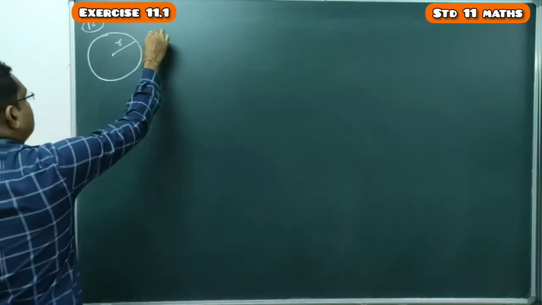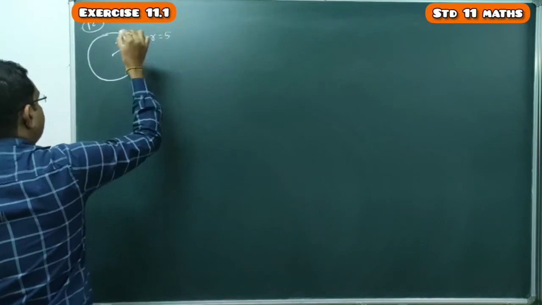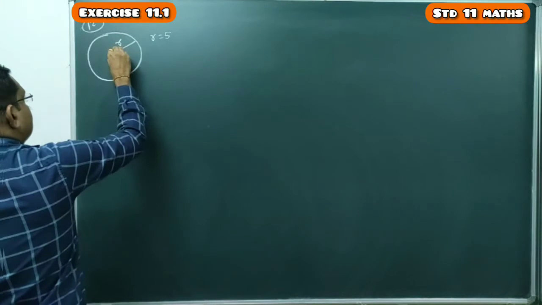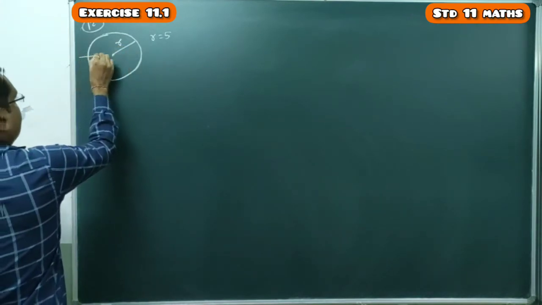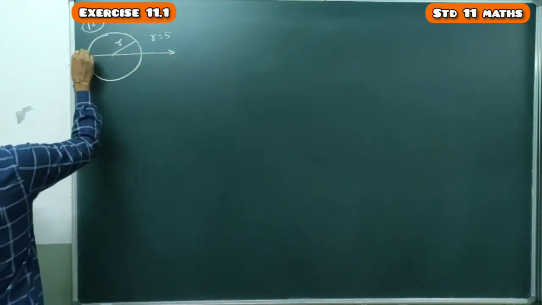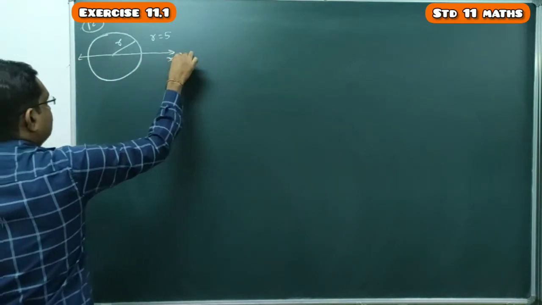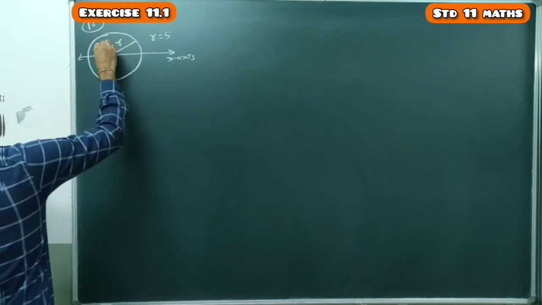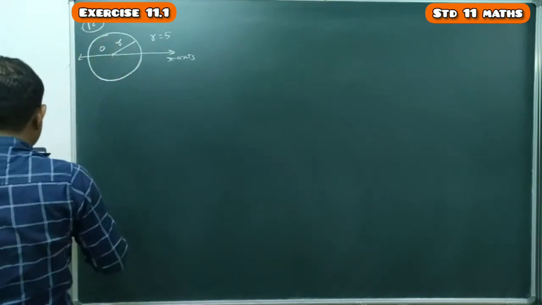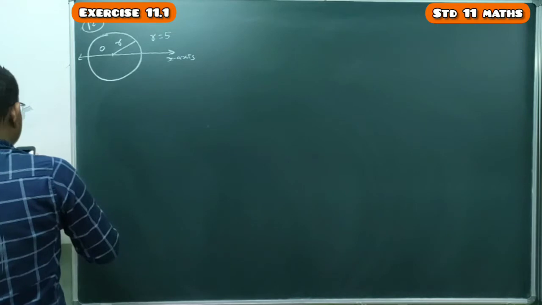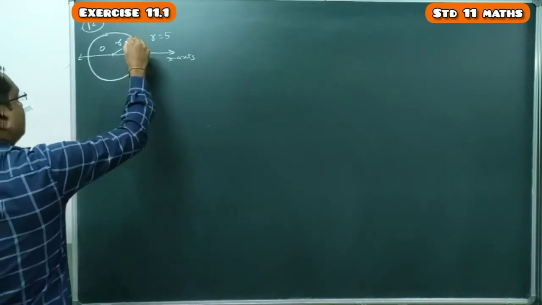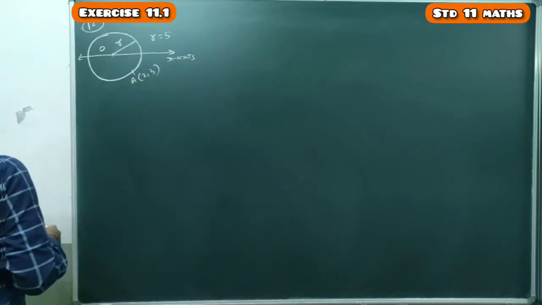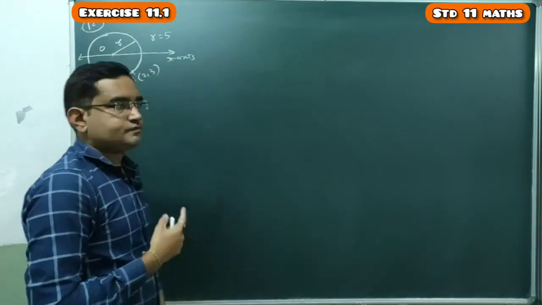Radius r equal to 5 unit is given, and center lies on x-axis. This is the center, and the center of this circle lies on this x-axis. This is one line which is x-axis. Here center lies. Center O, आप C भी रख सकते हो. And circle is passing through the point 2, 3. Suppose this is point 2, 3. So we have to find the equation of this circle.